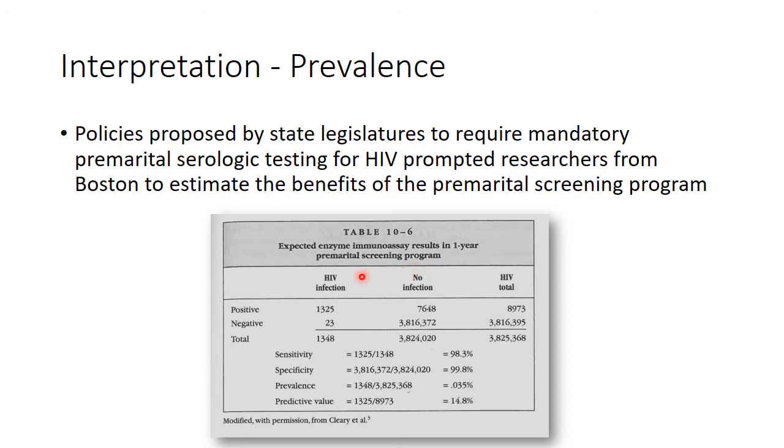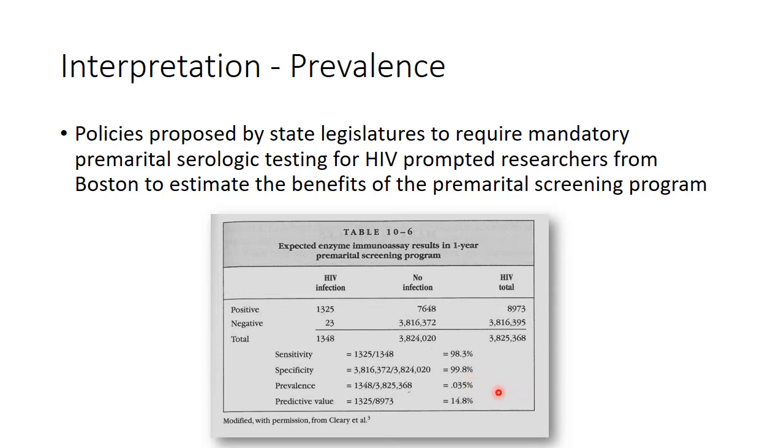Basically what they were doing is that they knew the prevalence of HIV in the population to begin with, and they were looking at what their sensitivity, specificity, and also the predictive value was going to be in actually finding some of these results. So essentially, looking at the actual prevalence, they found that they had 1348 out of this 3.8 million roughly number of people they had here. So again, prevalence only 0.035%. So very, very low prevalence of HIV in the population.